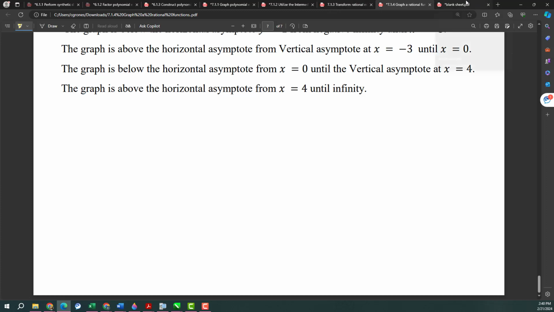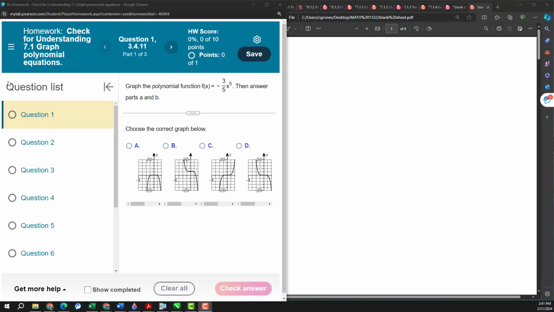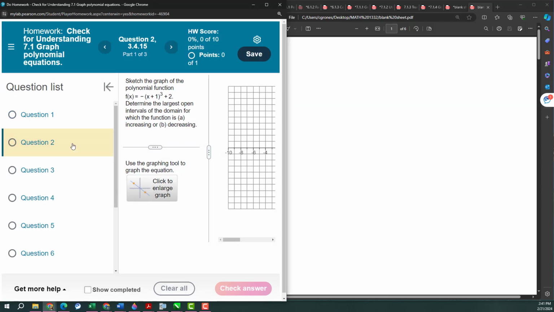All right, so let me go ahead and pull up the homework. Okay, so homework for 7.1. Remember, I'm only going to go over the questions that you need to look out for on the test. So I'm not going to go over number 1. Number 2, I will do. It says sketch the graph of the polynomial function f of x equals negative x plus 1 cubed plus 2. Determine the largest open intervals of the domain for which the function is increasing or decreasing.